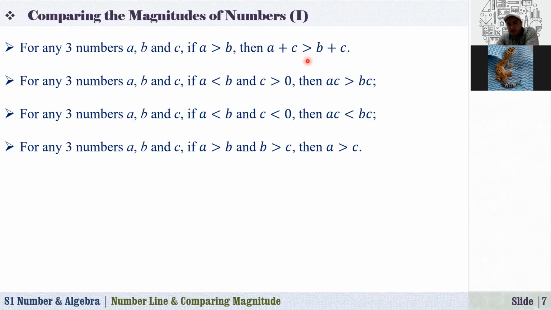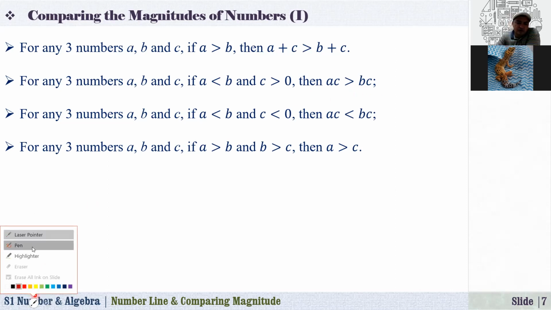That's a very important thing in solving equations, because how do we eliminate some term, number or expression from both sides of the equation? We use this one if something is added. And the second one is for any three numbers A, B and C, if A is less than B and C is greater than 0, then if you multiply both sides by a positive number, again it does not change.